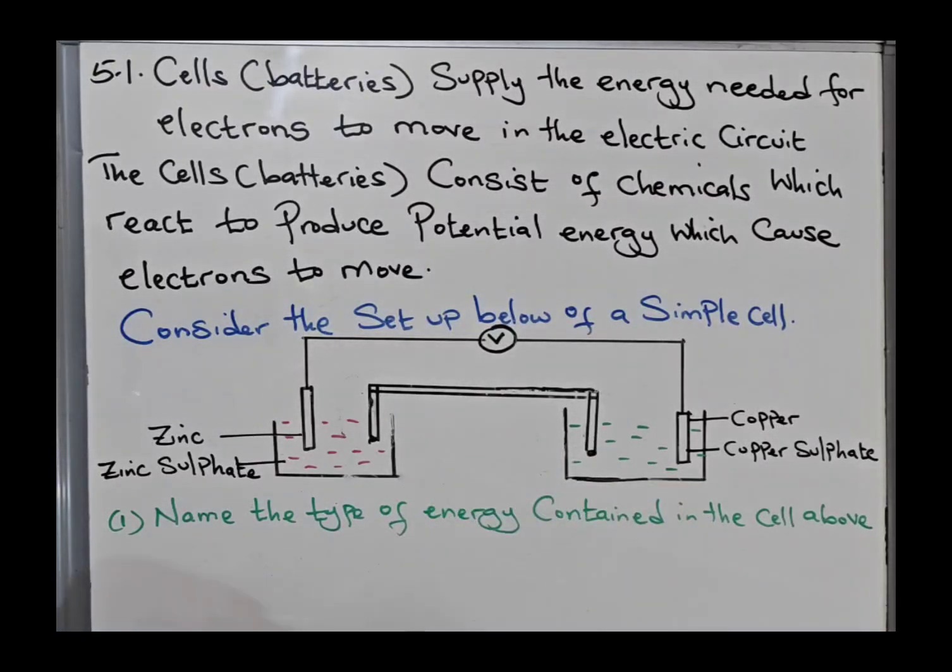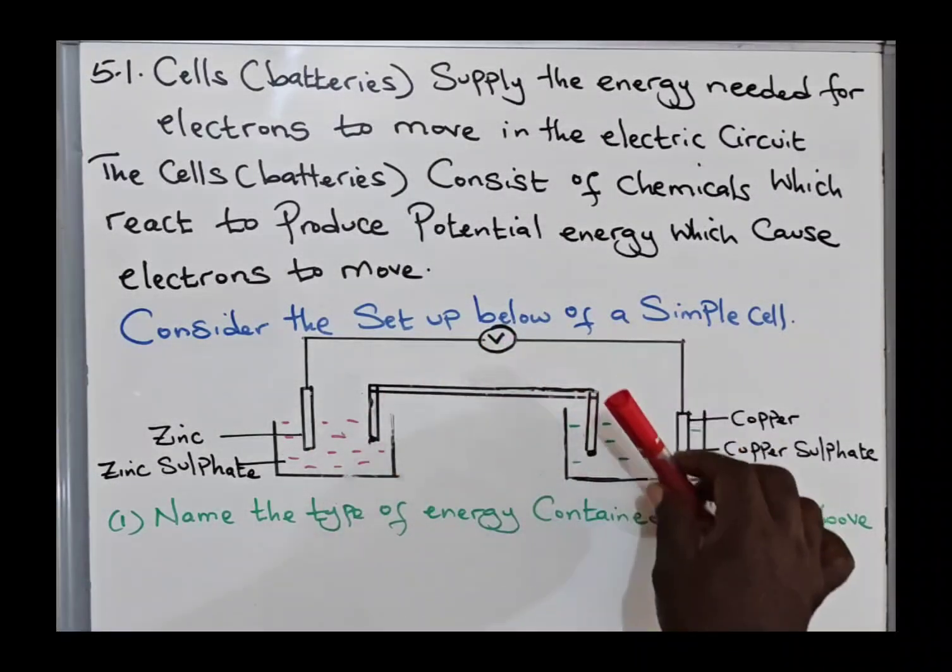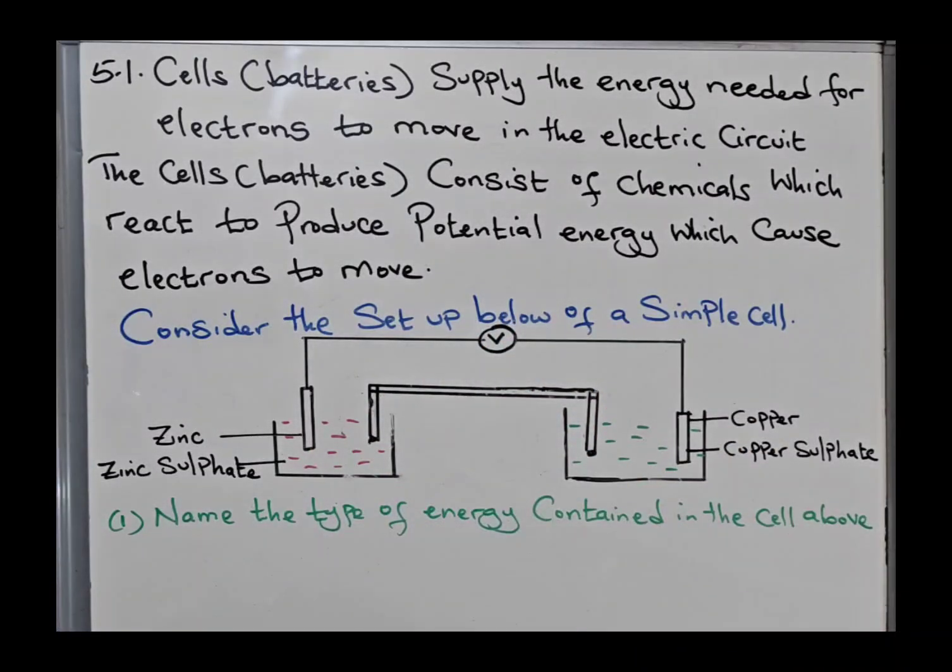The first question says, name the type of energy contained in the cell above. So what type of energy is contained in this setup? The energy is called chemical energy.